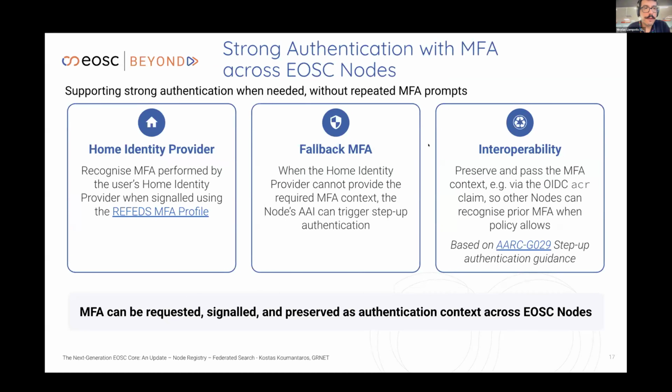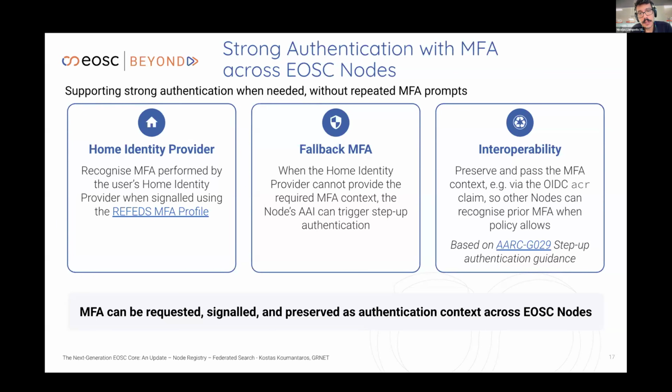So, starting with MFA. The main goal here is for services that require a strong authentication context to support this, but with an important usability requirement: users should not have to go through multiple MFA processes. Because many identity providers already support some kind of MFA, it is important to have a mechanism that allows the user to use their existing MFA supported by the home identity provider, assuming, of course, that this can be signaled through a standard way. We have adopted the REFEDS MFA profile for our purposes.